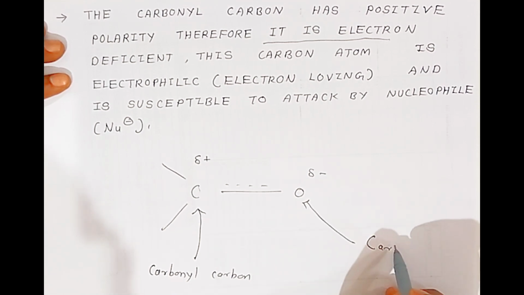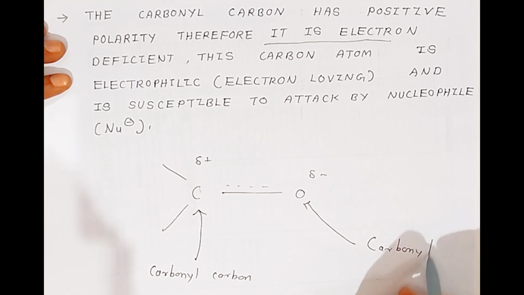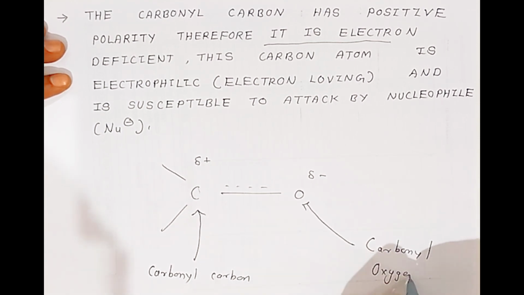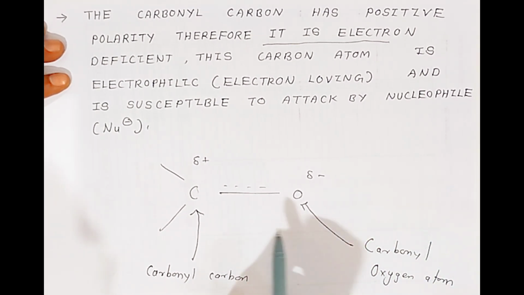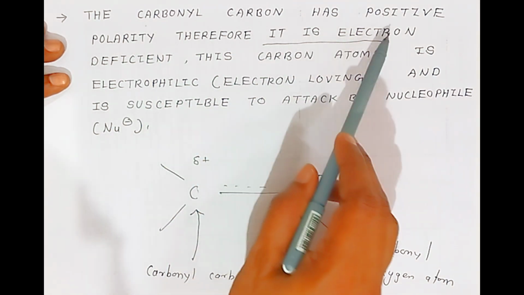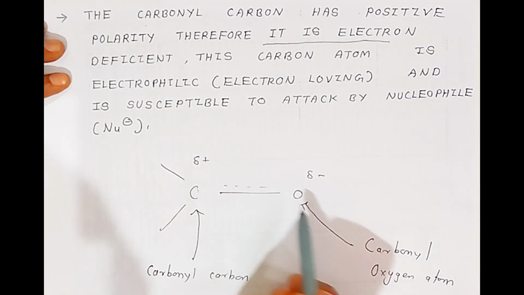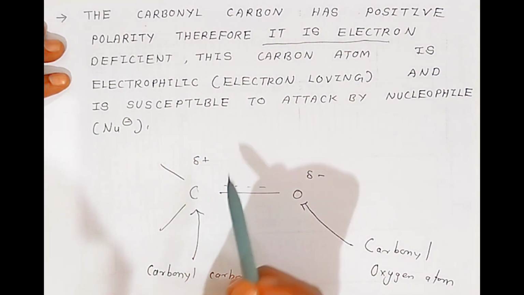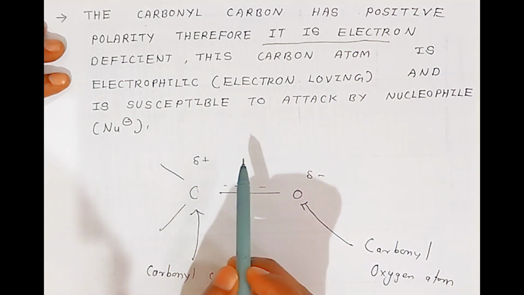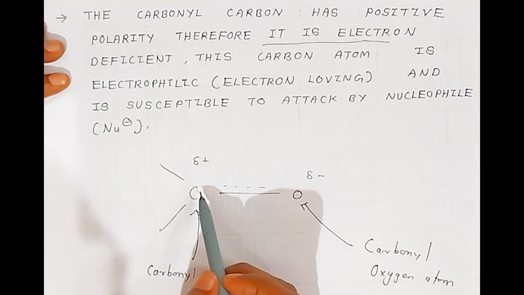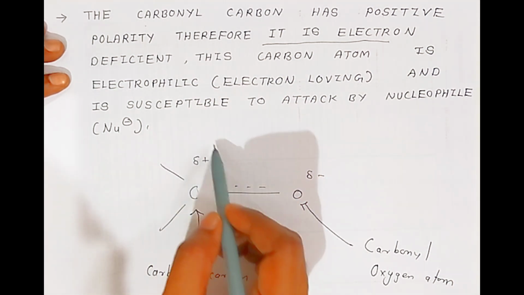This is the carbonyl oxygen atom. Okay students, so in the carbonyl, this oxygen we will read as the carbonyl oxygen and this carbon will be the carbonyl carbon. So here, the carbonyl carbon has positive polarity, therefore it is electron deficient. The electron cloud is shifted toward the oxygen, that is why it is called electron deficient. This carbon atom is an electrophile. This will act as an electrophile.